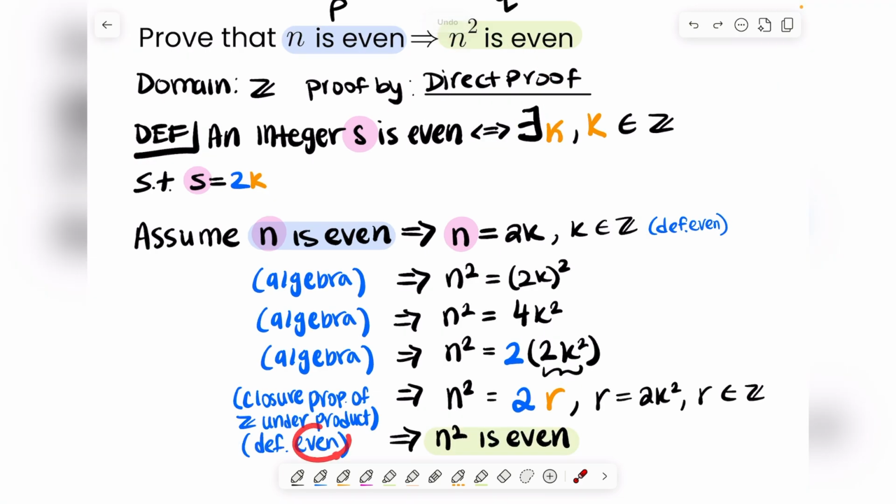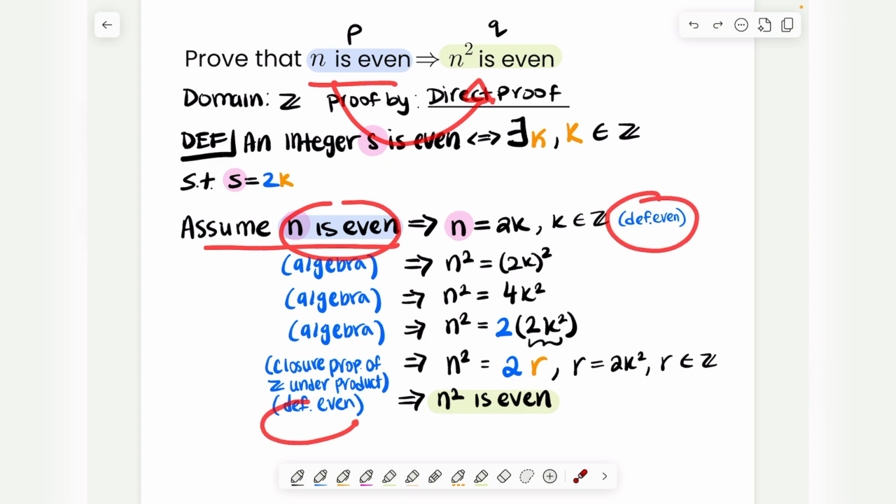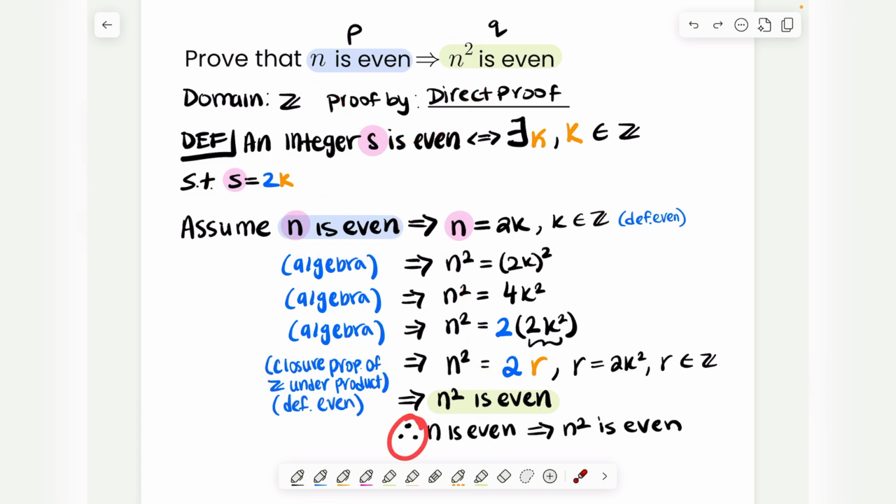So here we use the definition of an even integer. So with a direct proof, we started by assuming that p was true, and then we got to the other side by using definitions and properties. So we went from p all the way to q, and so we say therefore, that's what the symbol means, and then you just copy and paste what they wanted you to prove. If n is even, then n squared is even. And then you do a little square to say you are done with the proof, or you could do QED.